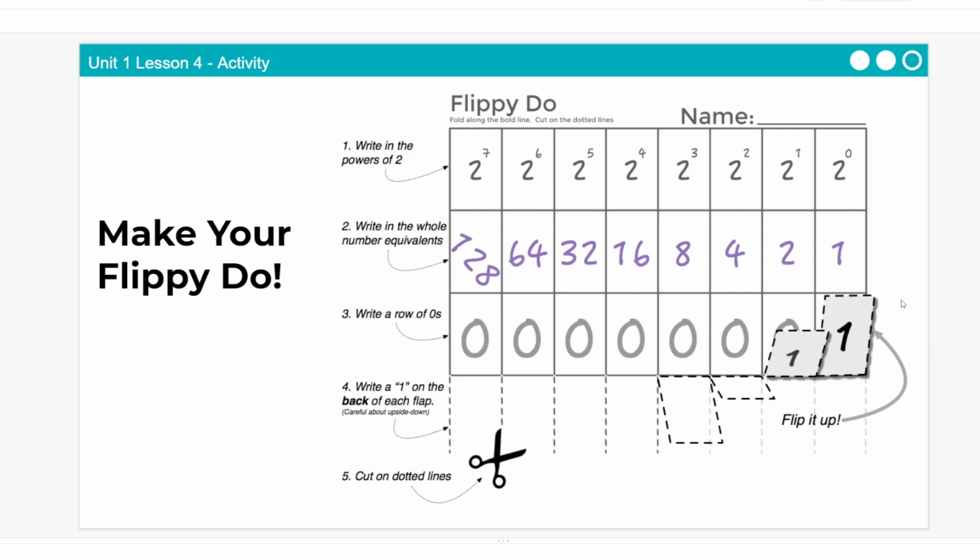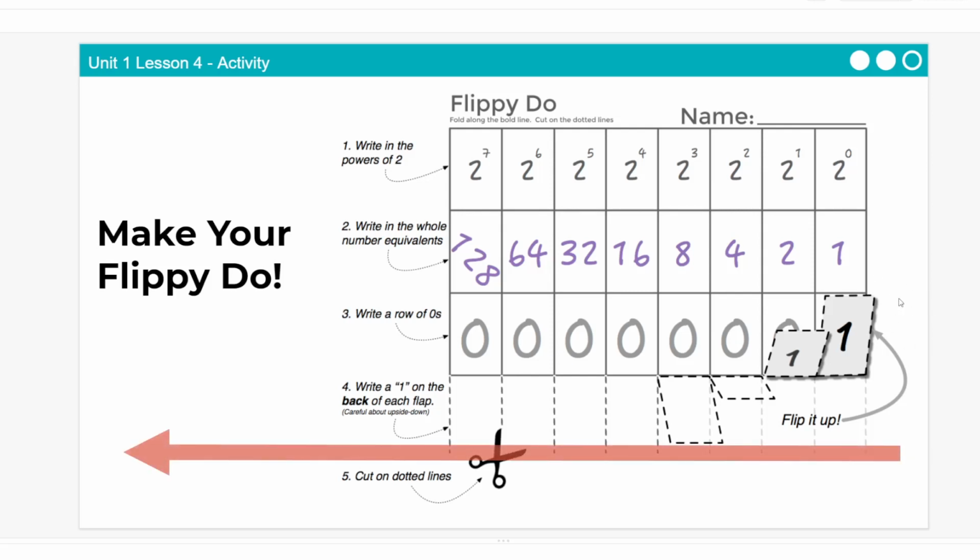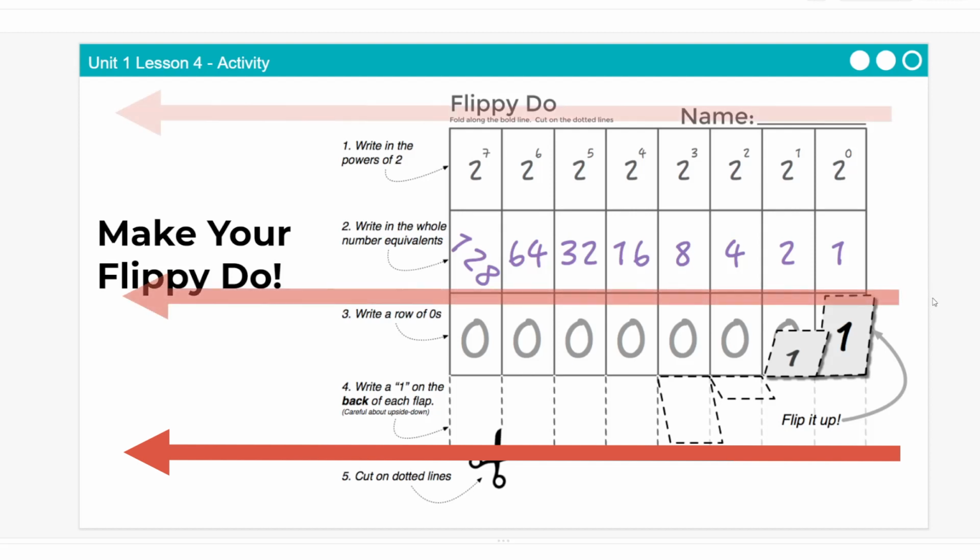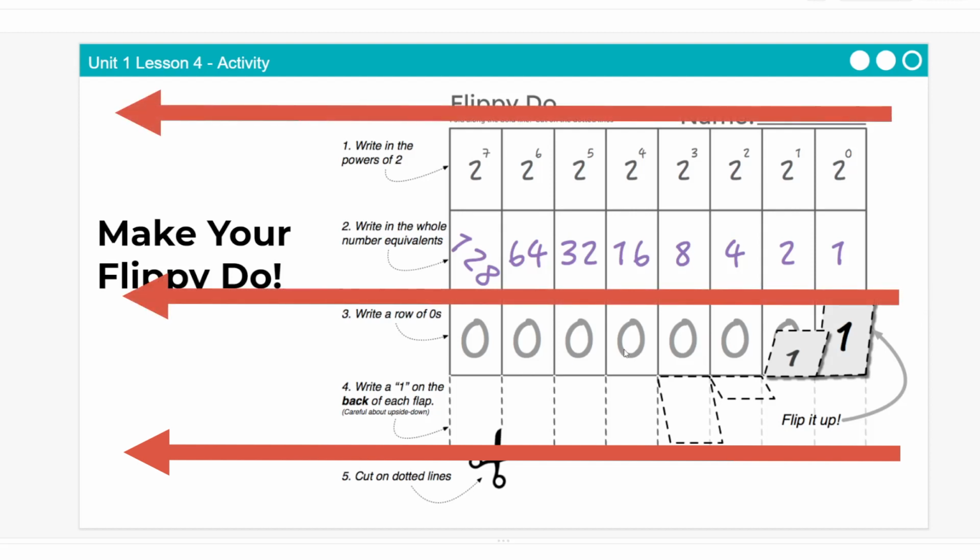Again, it's important to remember we always read binary from our right to left. So we always start at the lowest number and read up. It's a little contrary. How do we do it in the decimal system, going from left to right? Just remember right to left.